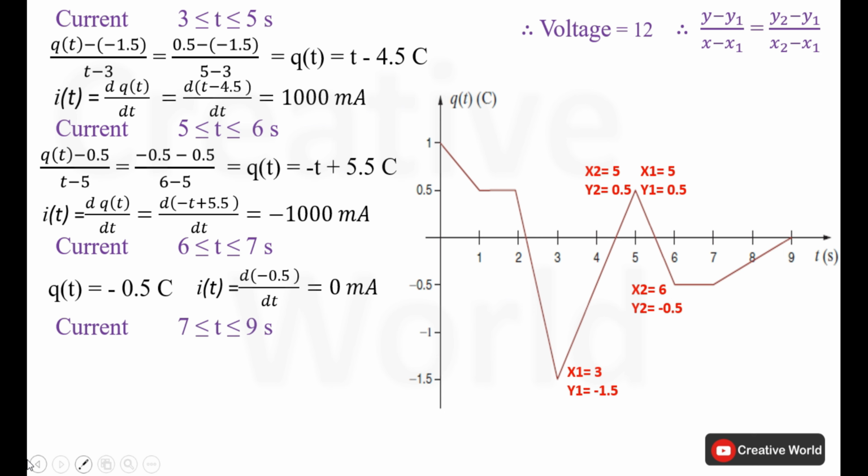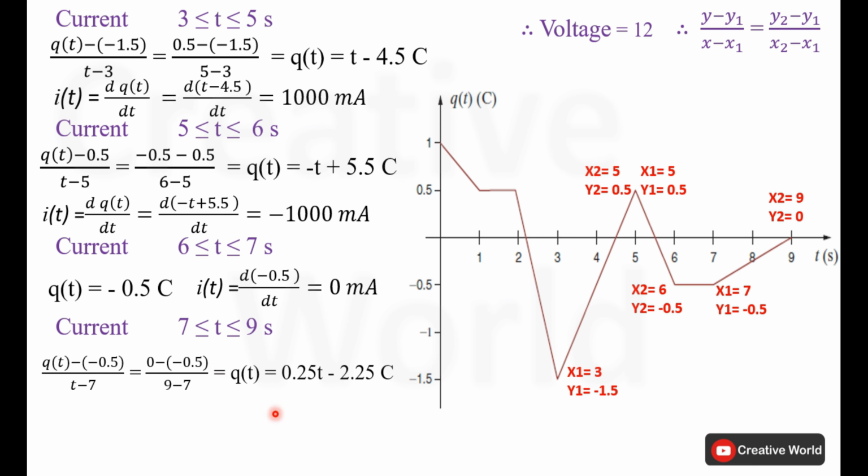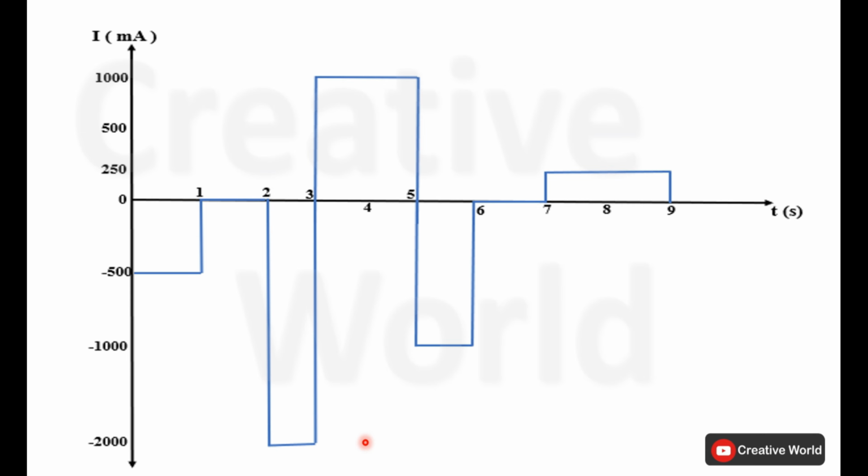Current between 7 and 9 seconds: our starting points will be 7 and minus 0.5 and ending points will be 9 and 0. So the equation of charge will be 0.25t minus 2.25 coulomb and its derivative will be 250 milliampere. Here is the plot of current with respect to time from 0 to 9 seconds.